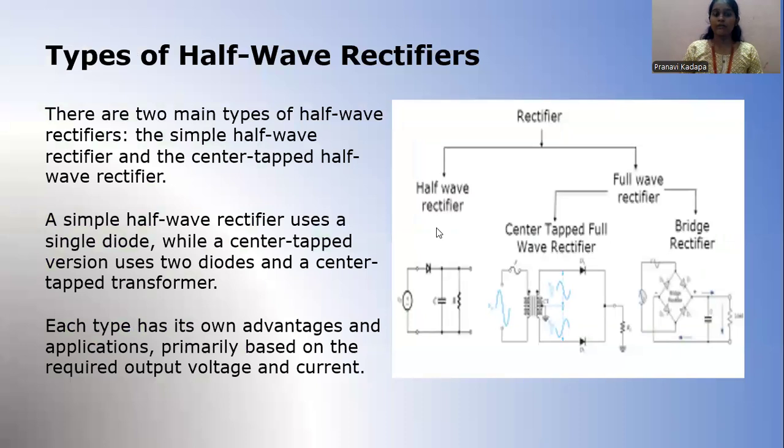Types of rectifiers. There are two types of rectifier, that is half wave and full wave. In the half wave we use only one diode, and in the full wave we use two diodes. And in full wave there is again a bridge rectifier, where we use four diodes. In the half wave only the positive cycle is given in the output section, but in the full wave both are given.